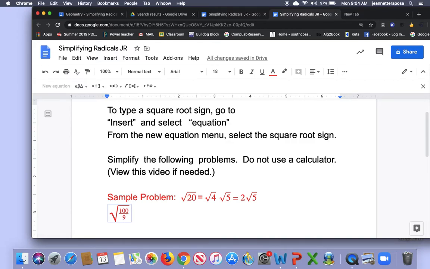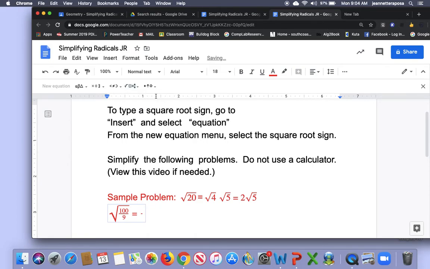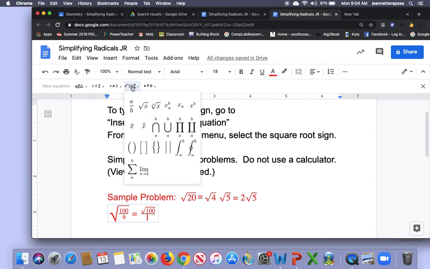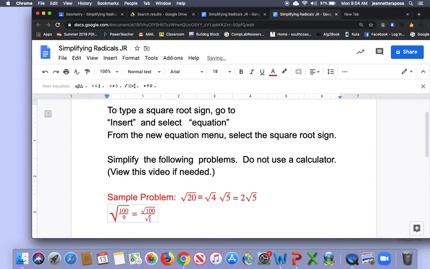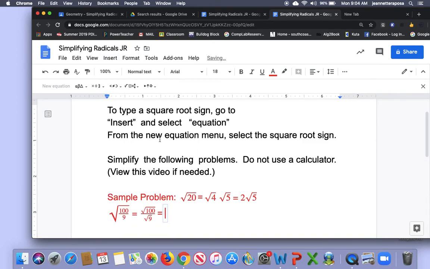Now I'm going to arrow right to get out of that radical sign. That's going to equal, I'm going to insert a fraction, choose from the top a fraction. That's going to equal the square root of 100 divided by the square root of 9. And so hit the right arrow key to get out of there, hit the equal sign. And again, I can insert another fraction. It's not chosen right now, but I can just go to Insert, Equation.